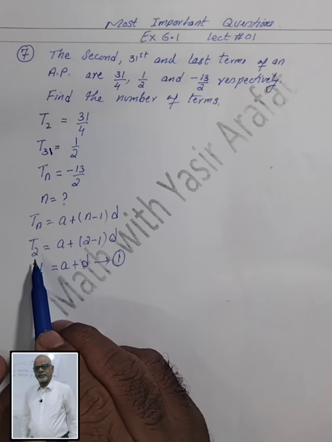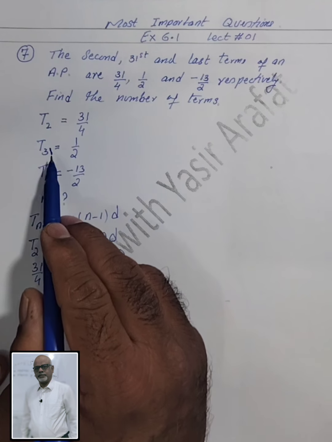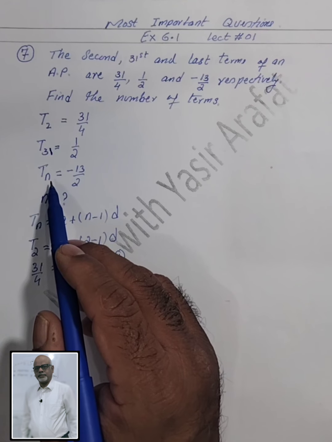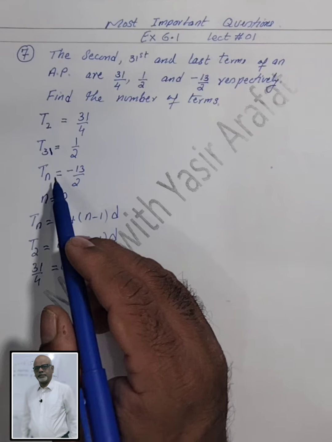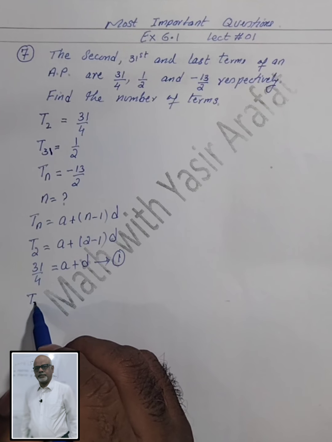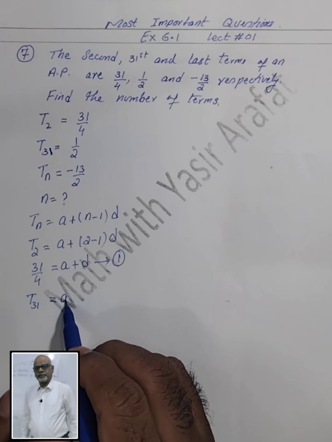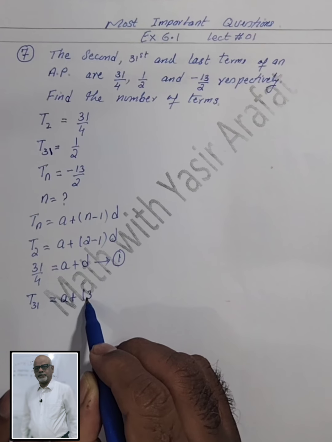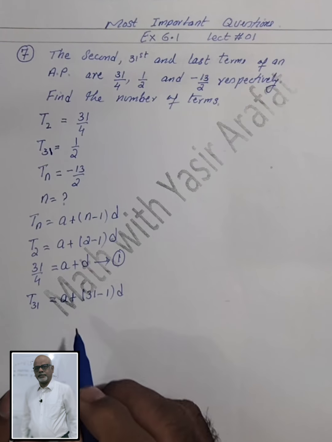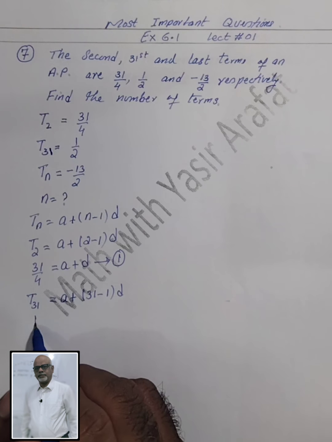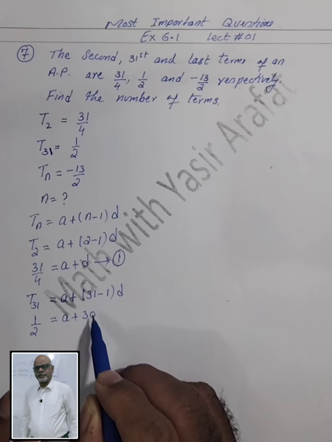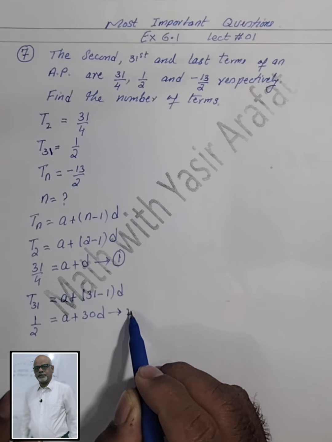Focus here again, students. This is T2. T2 means n is equals to 2. T31 means n is equals to 31. And Tn means n is equals to n here. So this is equation number 1. Now come to the T31. T31 means A plus 31 minus 1 into D, because n is equals to 31. And T31, its value is 1 over 2. So this is A plus 30 D. This is, say, equation number 2.